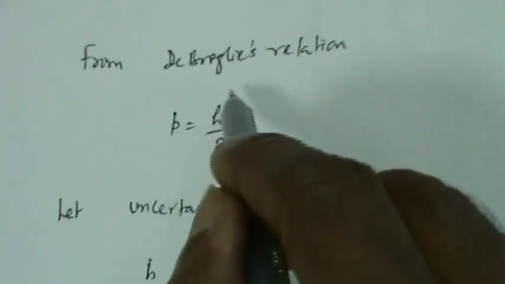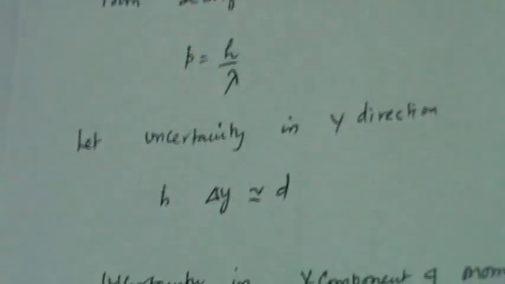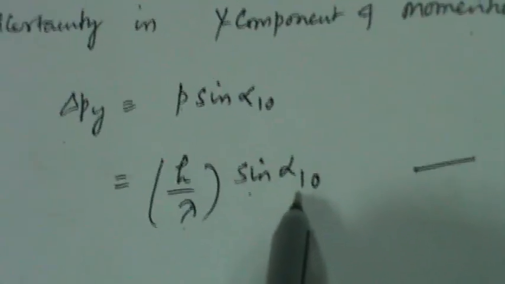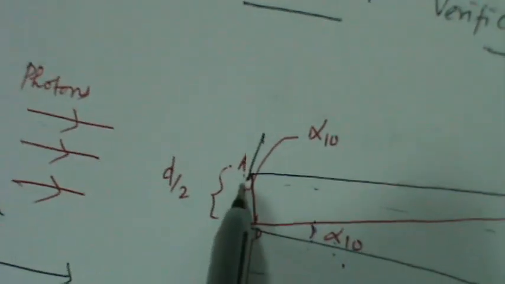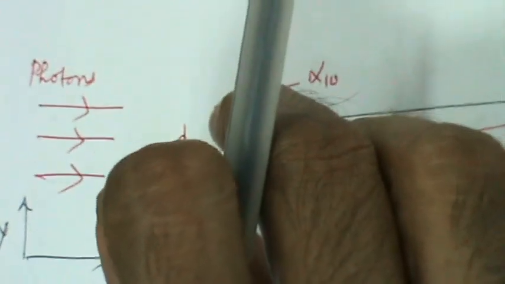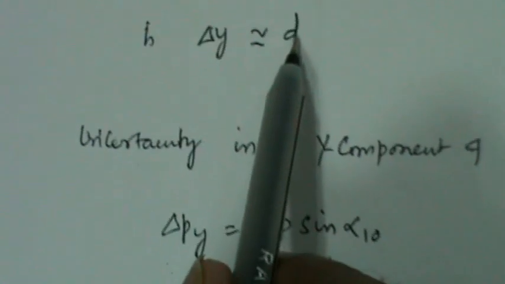Using de Broglie relation, the momentum can be related to the wavelength, using wave particle duality principle, p equal to h by lambda. You substitute over here, so we get uncertainty in y component of momentum is h by lambda sin alpha 10. The uncertainty in y direction is taken to be the slit width d, because the photon can be here or here or here, anywhere. So the uncertainty in position is taken to be the slit width, and hence delta y is approximately equal to d, the slit width.